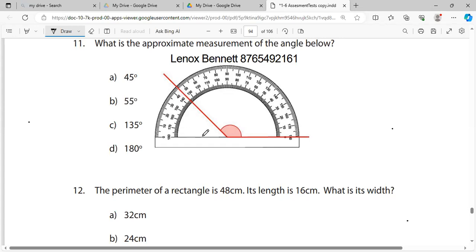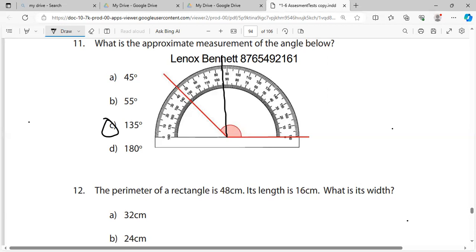Alright, this one says, what is the approximate measure of the angle below? So basically, I think they highlighted this angle right here. We can see that right here would be 90 degrees. We can see that it's obtuse, so it would be 135 degrees. Or we could also read it from this, which is halfway between 140 and 130. Alright, so that's the first one.